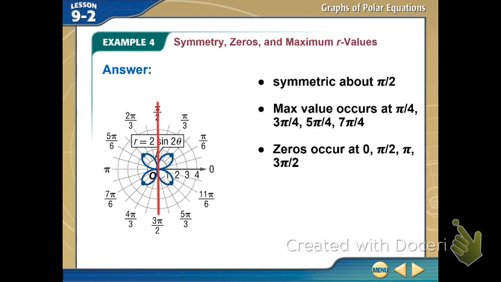Wherever the petals are, which are, let's see here, pi over 4, 3 pi over 4, 5 pi over 4, and 7 pi over 4. And then, of course, the zeros occur wherever you graph and you're back here at the pole. And those are going to occur at 0, right? So they occur here, pi over 2, pi, and 3 pi over 2.